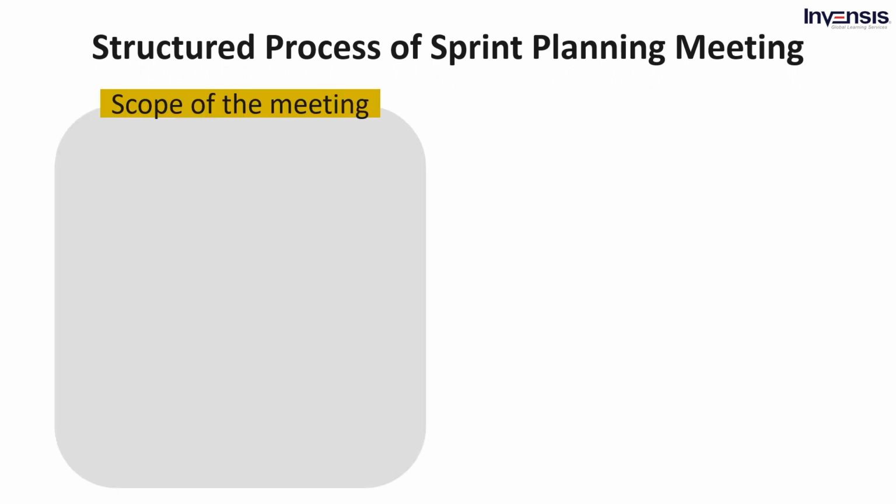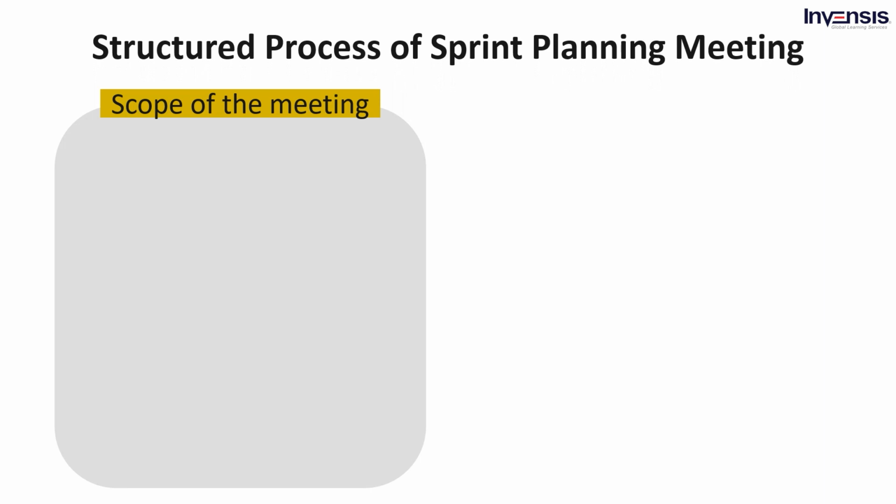Moving on, let's take a look at the structured process of a sprint planning meeting. We can categorize the entire sprint planning meeting process into two phases. The first one is the scope of the meeting. The team chooses the prioritized task list from the product backlog items, which they can complete during the sprint.